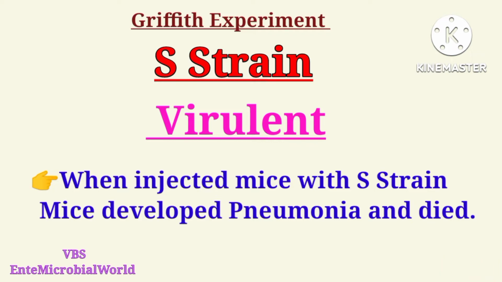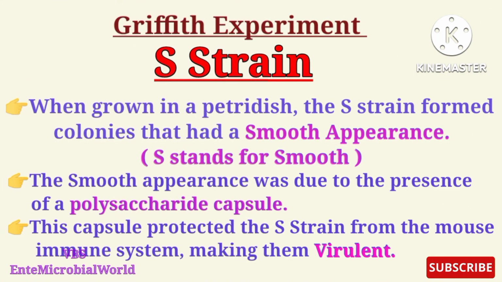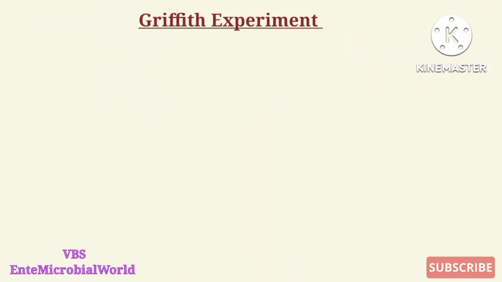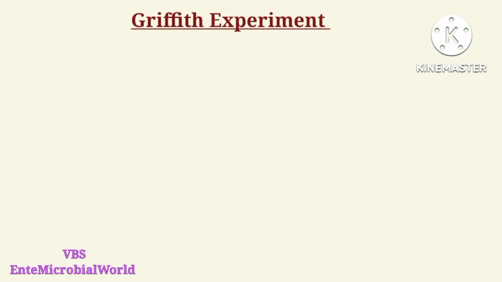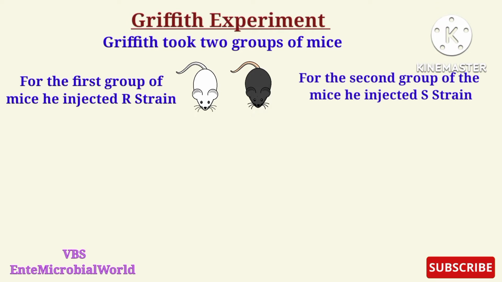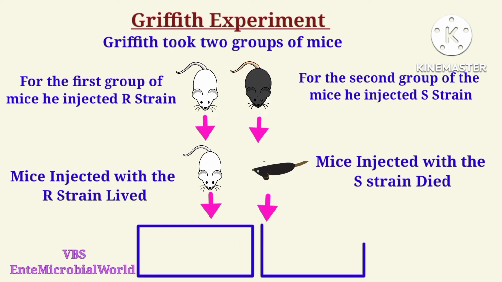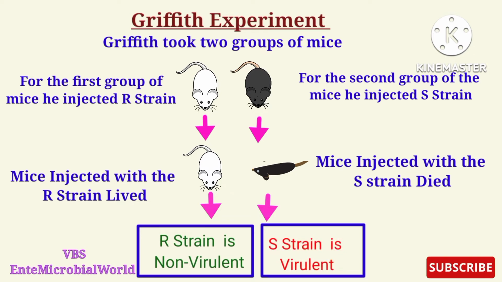Friends, up to this we learned what is R strain and what is S strain. Next, we are going to see the outline of Griffith experiment. Griffith took two groups of mice. For the first group of the mice, he injected R strain, and for the second group of the mice, he injected S strain. Mice injected with R strain lived, and mice injected with S strain died. We know the reason, because R is non-virulent and S is virulent.